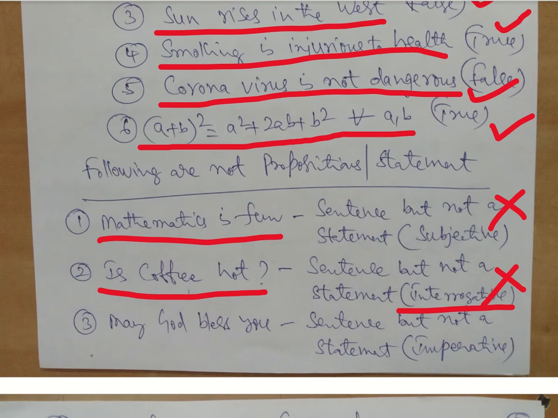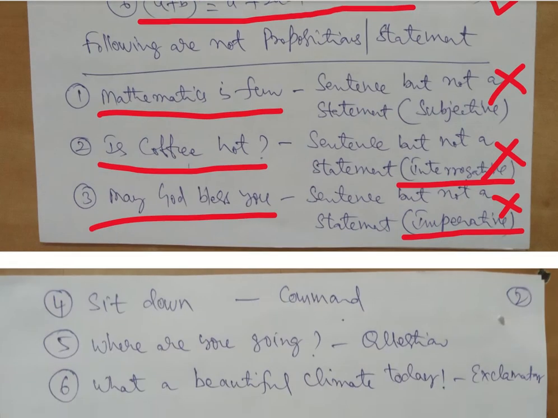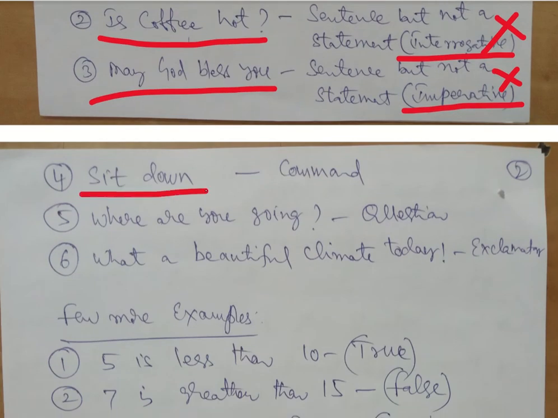Next, "May God bless you." This is also a statement, but from the English point of view it is just an imperative statement. So we cannot attach either true or false, and we cannot say it is a valid statement. "Sit down." Suppose you have a pet at home and we say sit down. We are giving a command. True or false? Your pet might oblige or it may not. So there is no proper value attached to it, and hence this is also not a statement. "Where are you going?" is a question. So again there is no true or false.